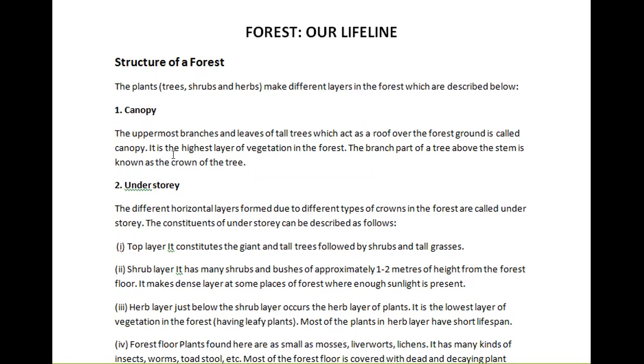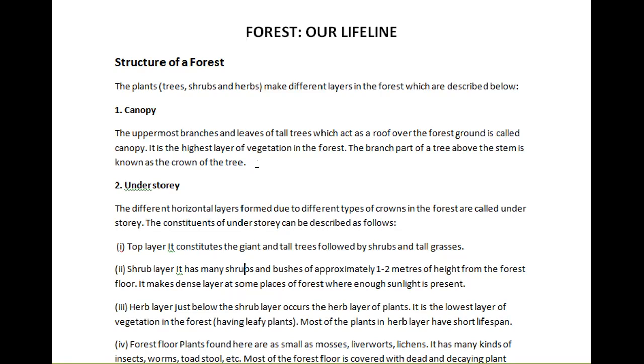What is a canopy? The uppermost branches and leaves of tall trees which act as a roof over the forest ground is called a canopy. That is, when we have all the tall trees, their leaves from the branches form a shield like a protective cover. That is called a canopy.